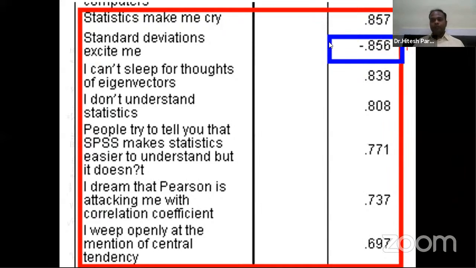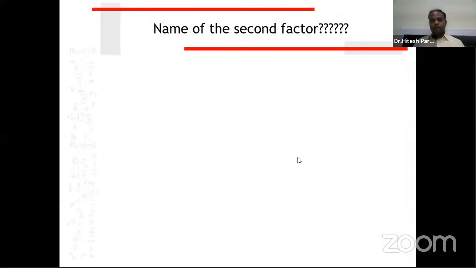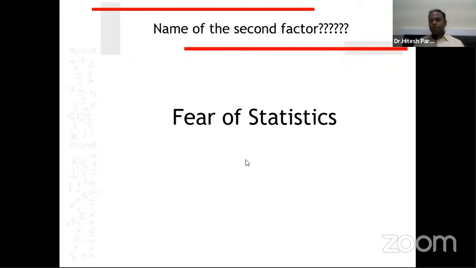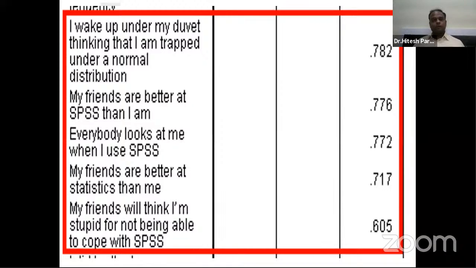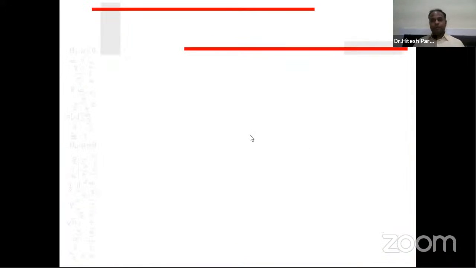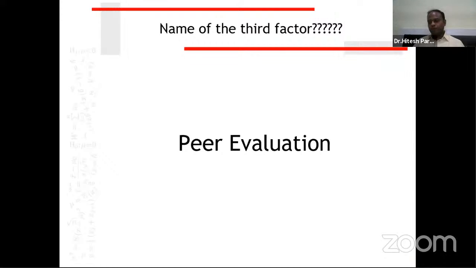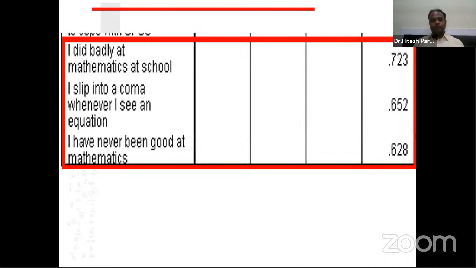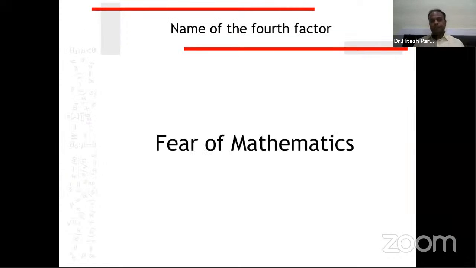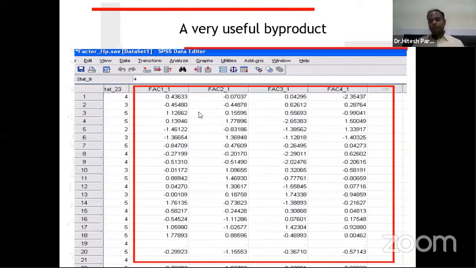Now the names of the factors that have been given: fear of statistics. The third factor I have named peer evaluation, and the fourth factor I have named fear of mathematics. Is it clear, everybody? The name of the factor you can give in this way. Yes, sir. Okay. And then you can observe the factor scores.